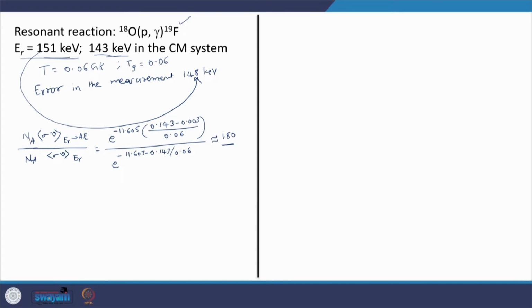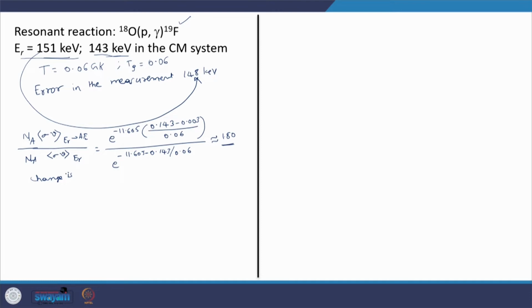So, for a slight change in the projectile energy, say by 3 keV, the change is about 80%. The change is about 80%. So, you can imagine the accuracy with which the measurement has to be carried out.